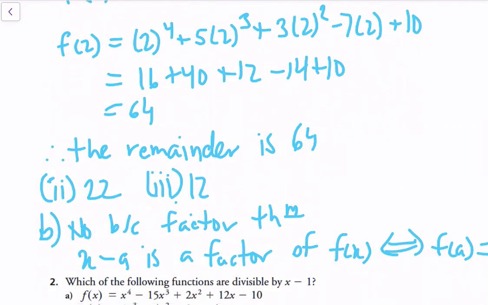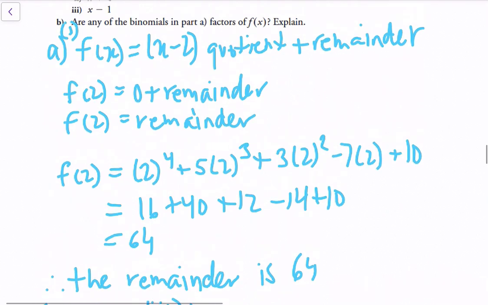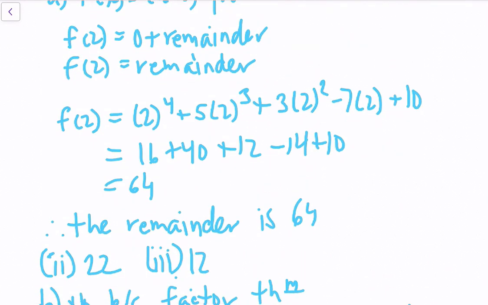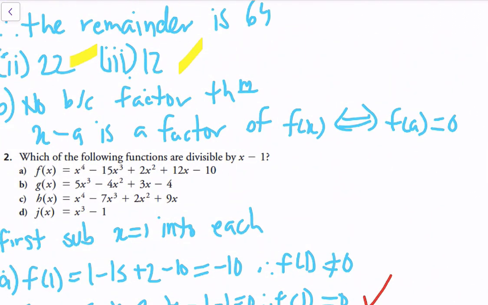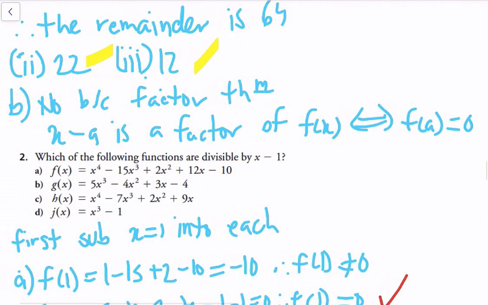So I followed the exact same process for the other two examples. And then the third question asks you, are any of the binomials in part A factors of f of x? And the answer is no. How do we know that? Because we don't have any zeros, right? If I had any of these equal to 0, then I would know it's a factor. But since in this case they all equal numbers that are not 0, I know it's not a factor. So here we have again, x minus a is a factor of f of x if and only if f at a is equal to 0.